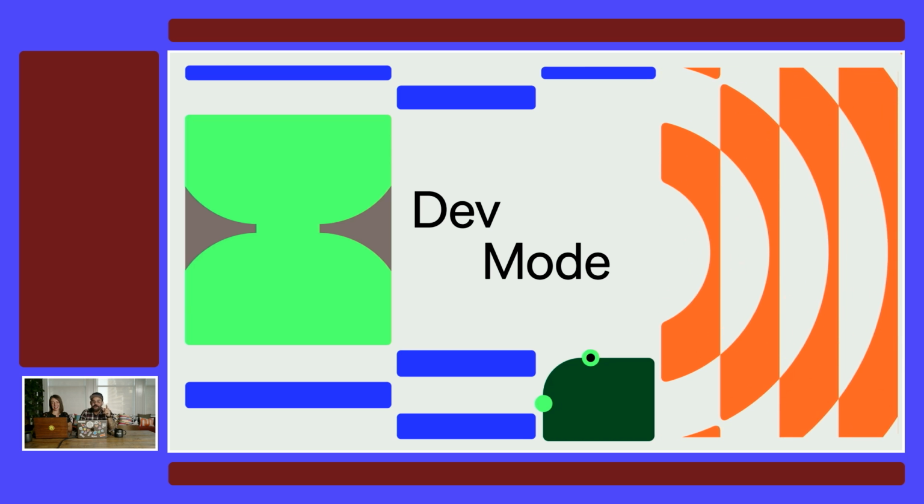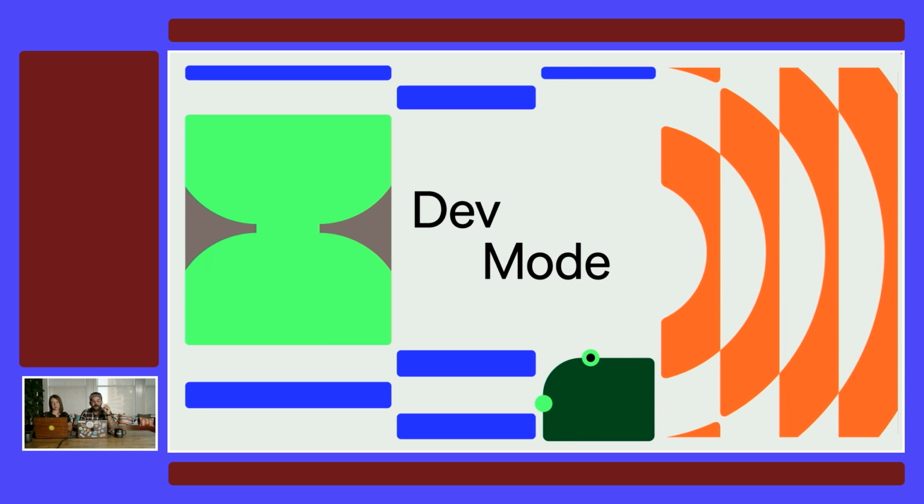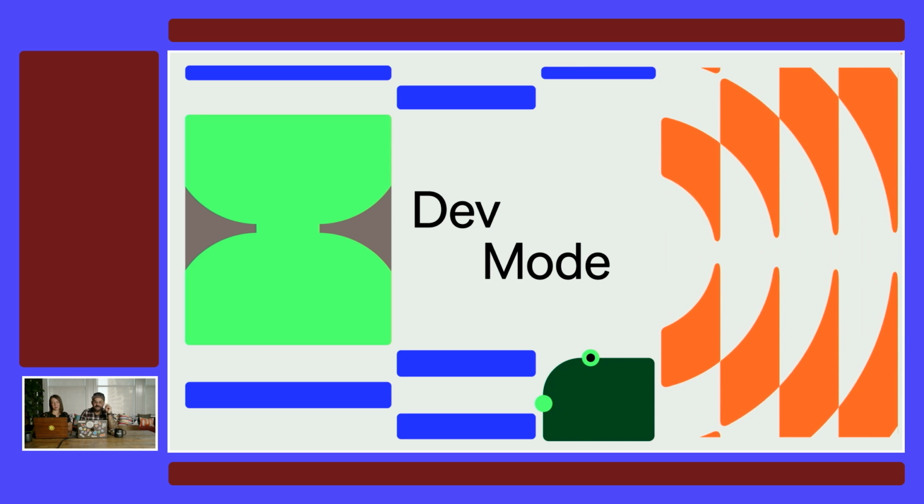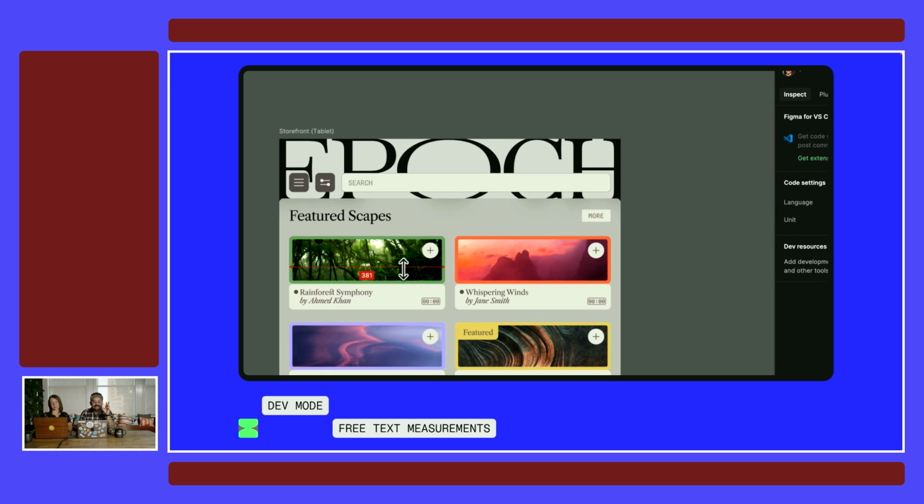But we all know that the final product isn't a design file, so let's talk about what is new in dev mode. We've added the ability to edit text measurements. So when you're creating those annotations, you can edit text freely. This helps you go beyond just the numbers to describe your design details.